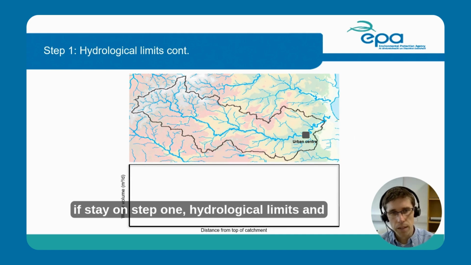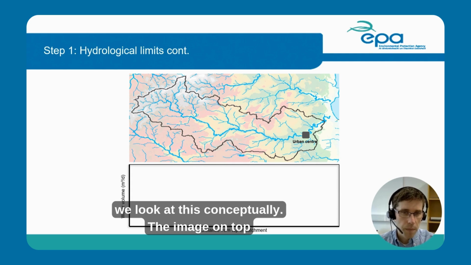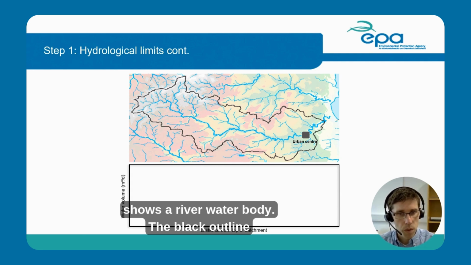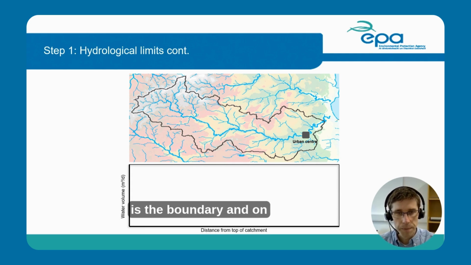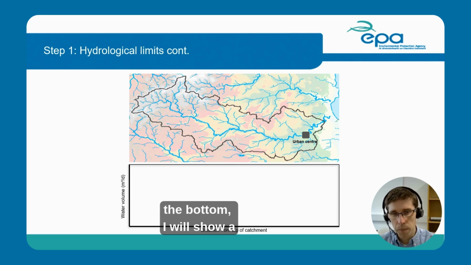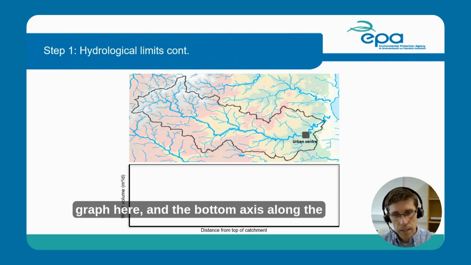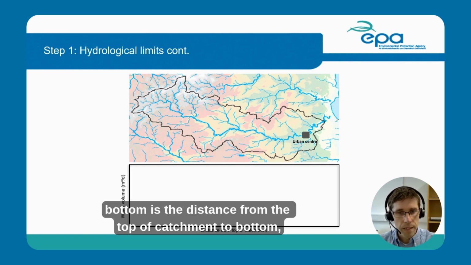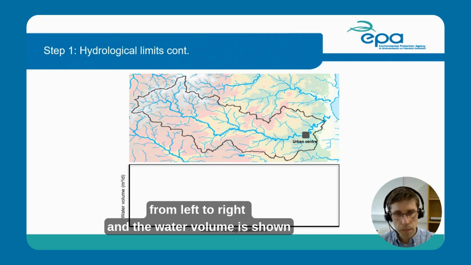And if we stay on step one, hydrological limits, and we look at this conceptually, the image on the top shows a river water body. The black outline is the boundary. And on the bottom, I will show a graph here, and the axis along the bottom is the distance from the top of the catchment to the bottom, from left to right, and the water volume is shown on the left.